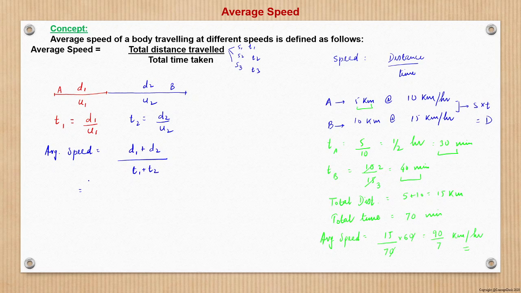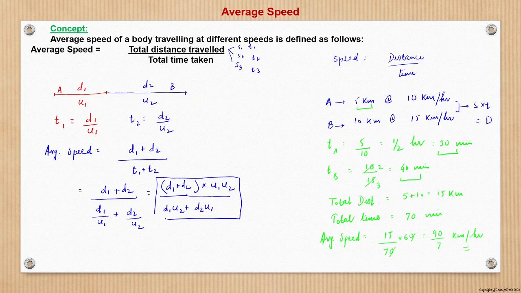This can be written as D1 plus D2 upon T1 is D1 upon U1 plus D2 upon U2, which further can be simplified as D1 U2 plus D2 U1, and in the denominator it will become U1 U2, where U1 and U2 are the respective speeds. So this is a general process, I'm not at all suggesting that you remember this, but this is the process to find the average speed, right?